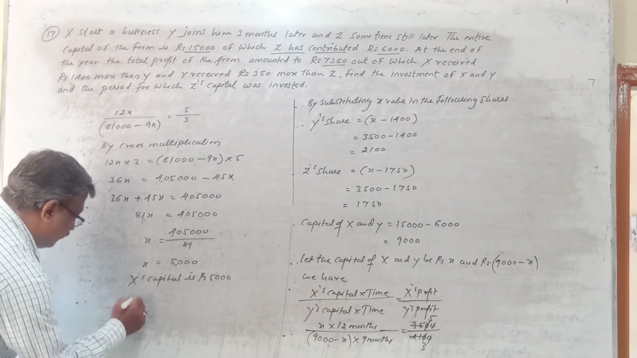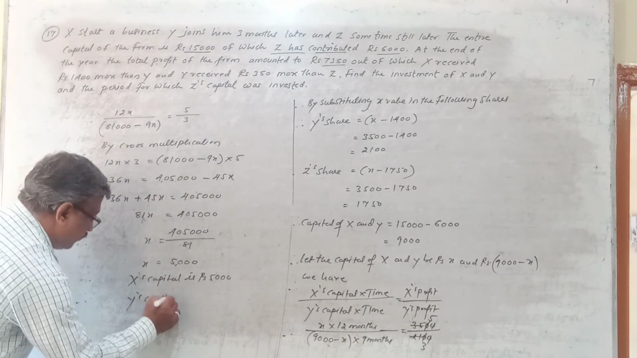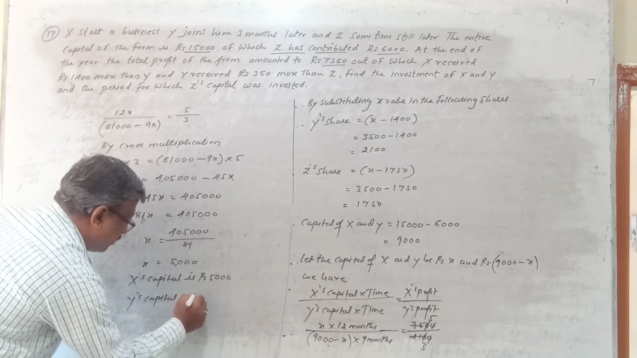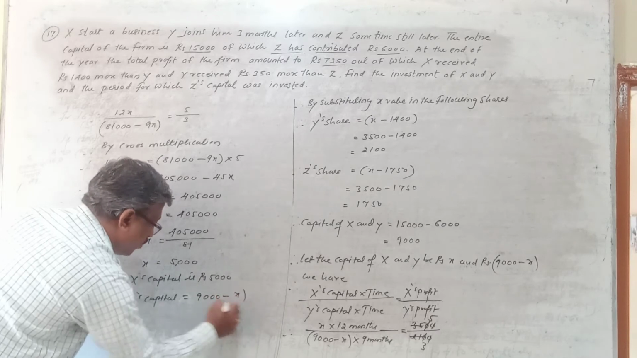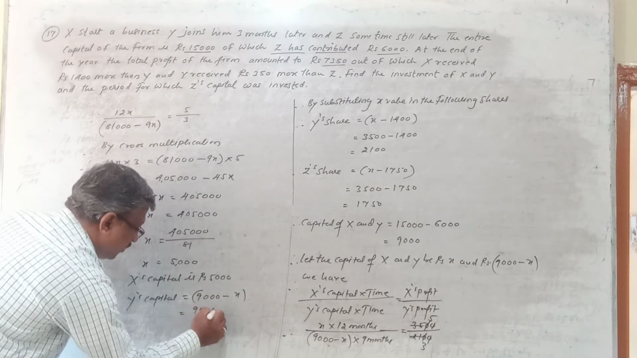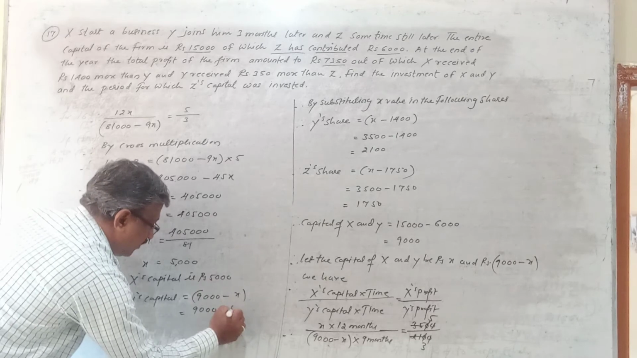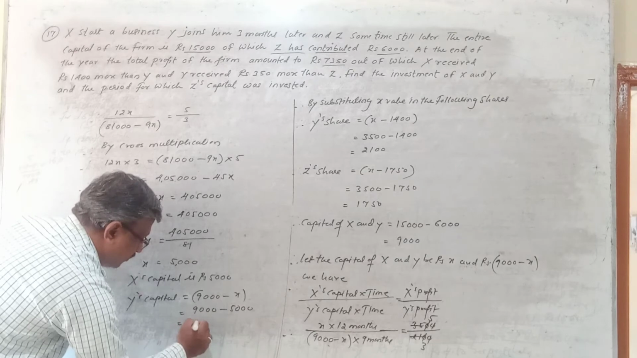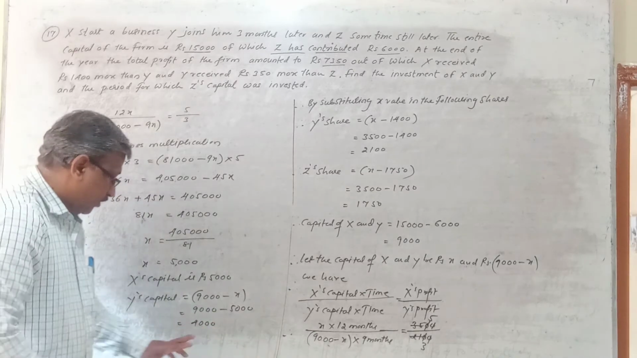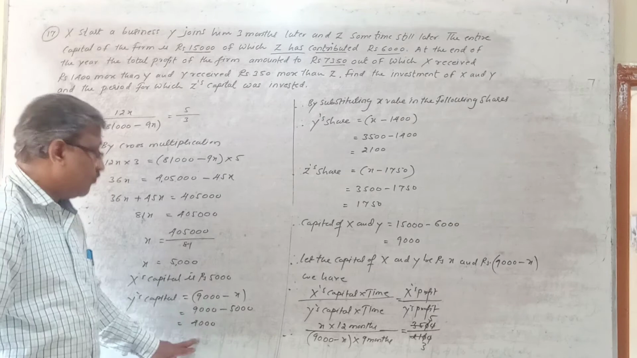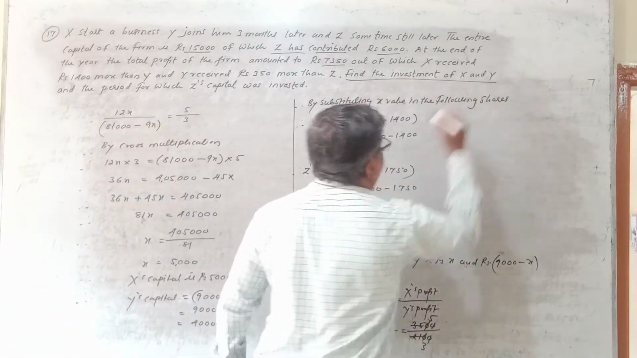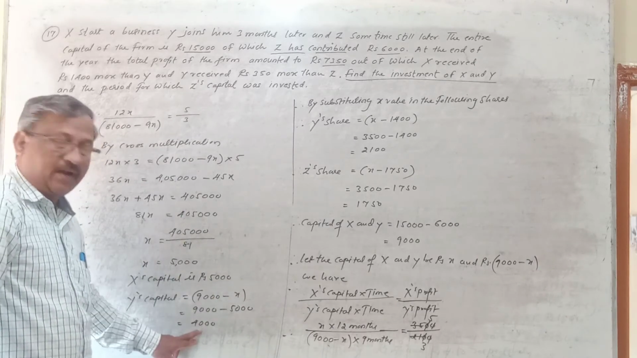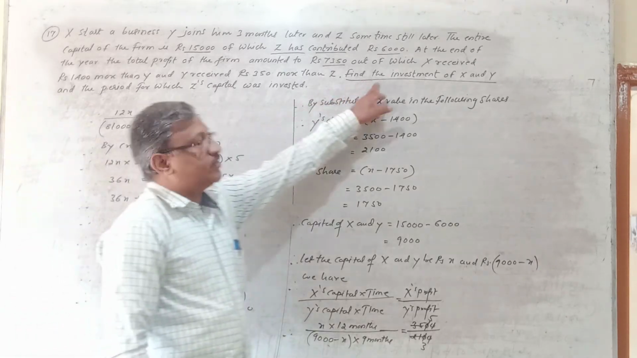So here you write, therefore Y's capital is equal to 9,000 minus x. What is the x value here? It is 5,000. So Y's capital comes to 9,000 minus 5,000, which is 4,000. So like this, you will come to know the capital of X and Y. That was the first question: find the investment of X and Y. So the investment of X and Y is 5,000 and 4,000. So my first question is over.